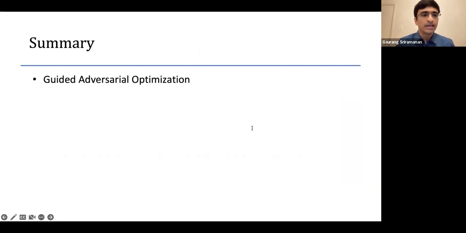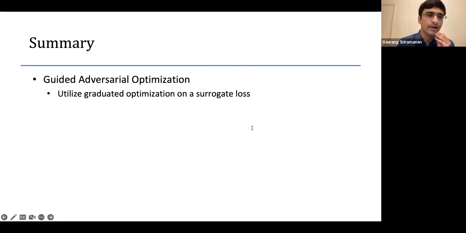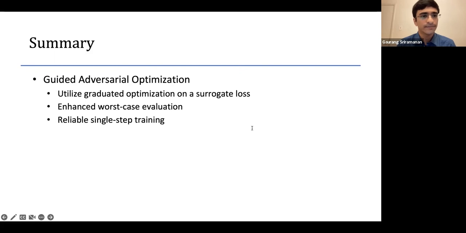So in summary, I had essentially presented three primary approaches. First was guided adversarial optimization, where we utilized a graduated optimization scheme using a surrogate loss term, which was linearly decayed to 0 over iterations, so that the overall objective is robustified. Using this, we propose an attack called guided adversarial margin attack, or GAMA, and this helps in establishing enhanced worst case evaluation for a low attack budget. Using the same, we also obtain reliable single step training and guided adversarial training.